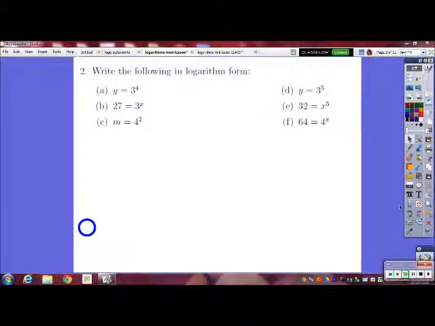This is a set of problems where you just work backwards. So again, if you'd like to pause the video, work through some of these, make sure you understand how to take an exponential function and rewrite it as a logarithm. Pause the video now.